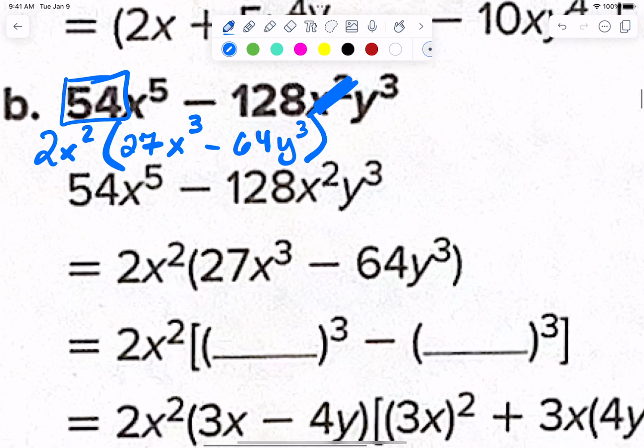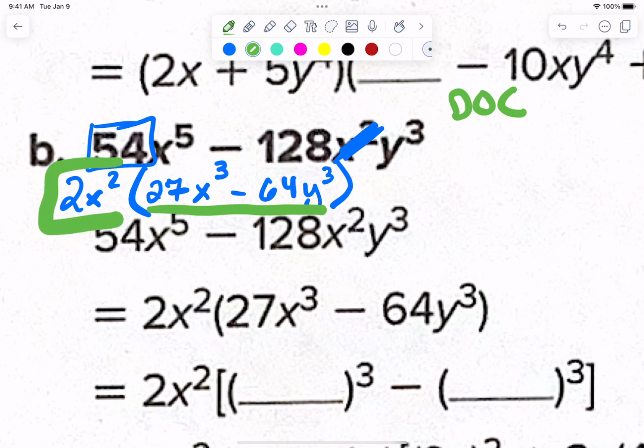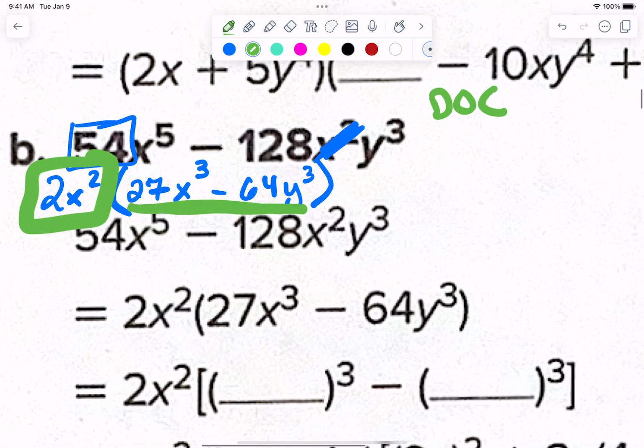Okay, so let's break this one down. This guy is a what? Difference of cubes, right? So don't forget about this 2x here. He's just going to chill. But for right now, we're going to do just this guy.